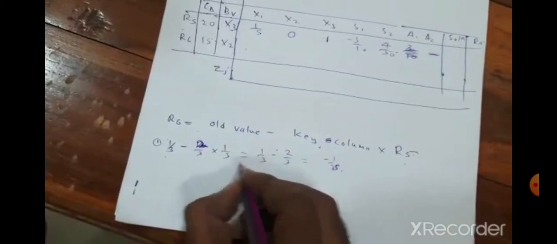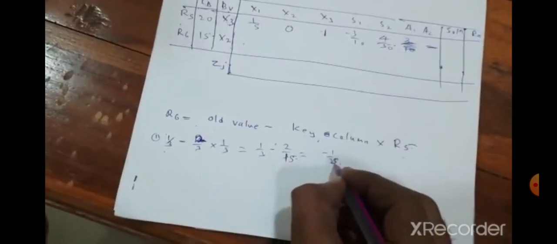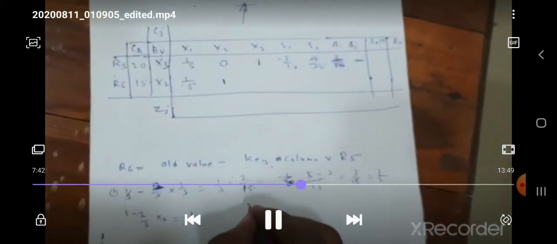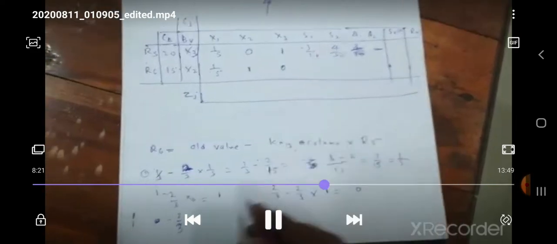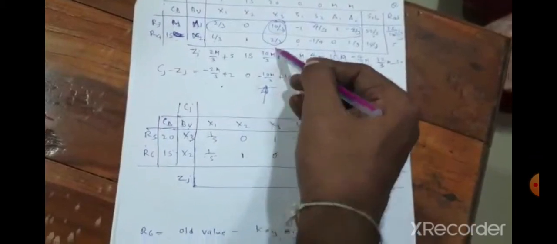So all these values you put in the same row and find out the complete R6 row. For A1 and A2 you have to put a dash. Similarly for the solution column, you apply the same rule.